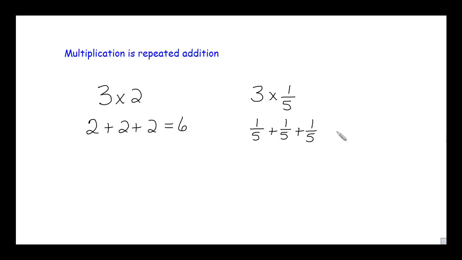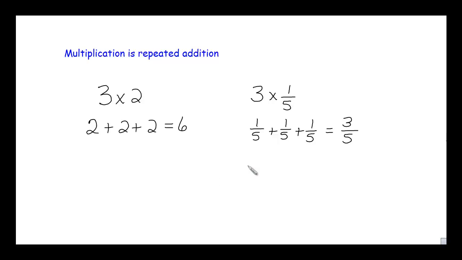And we know from adding fractions that when we have the same denominator, we keep the denominator 5, and we just simply add our numerators 1 plus 1 plus 1, which is 3. Repeated addition is not always the most efficient way of doing something, so that's where multiplication really comes in handy.